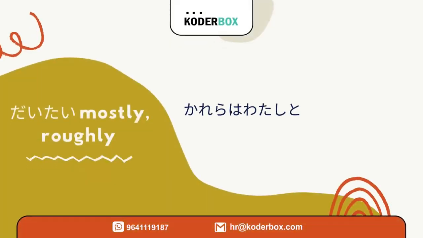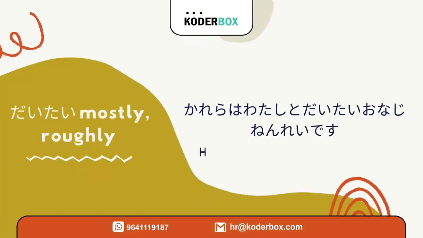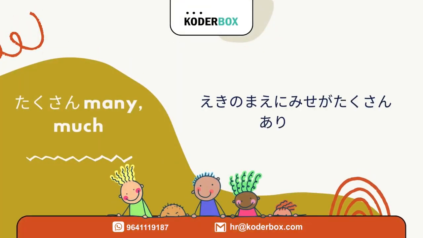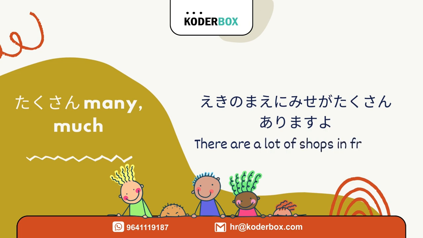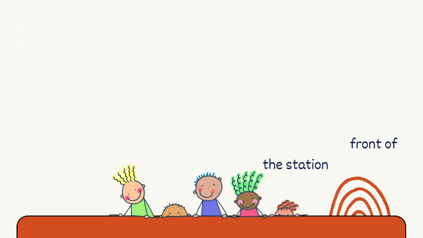Seventh, Daitai, mostly, roughly. Karira wa watashi to daitai onaji nenrei desu. He is almost the same age as me. Eighth, Taksan, many, much. Eki no mae ni mise ga taksan arimasu yo. There are a lot of shops in front of the station.